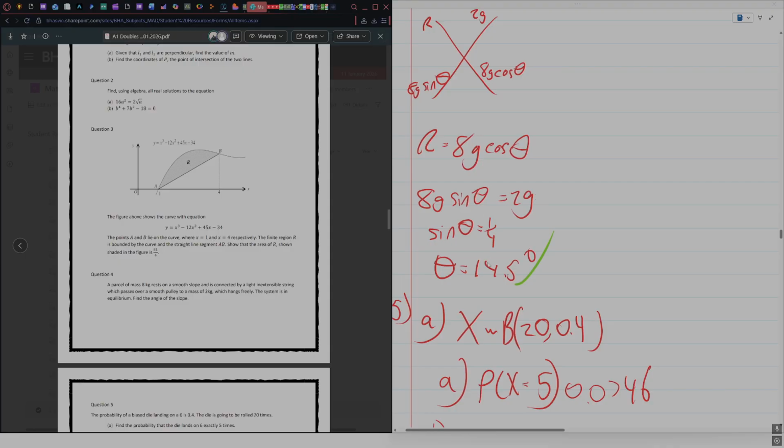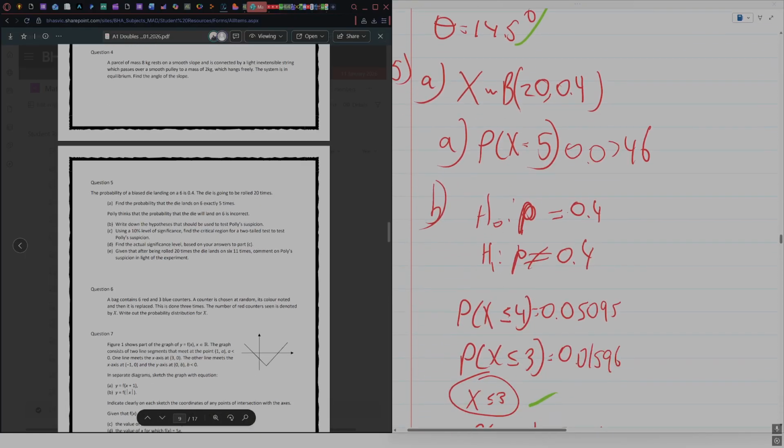If you just divide both sides by each other, then you don't even need to resolve this direction. You just need to resolve in this direction, and get sine theta equals a quarter and solve.